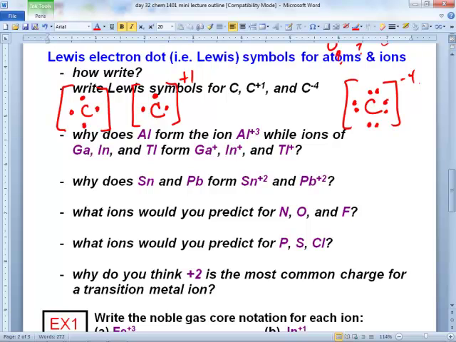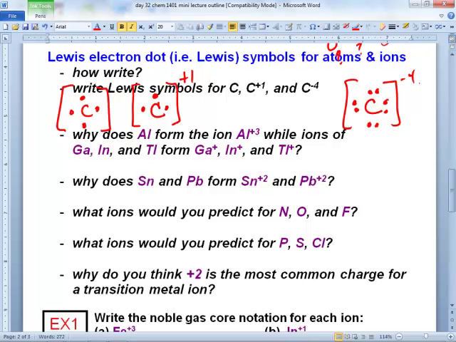How did we get it? Here's carbon. We counted over to the what? To the nobles, right? 1, 2, 3, 4. Carbon had -4. How about nitrogen? Nitrogen has a -3. 1, 2, 3.